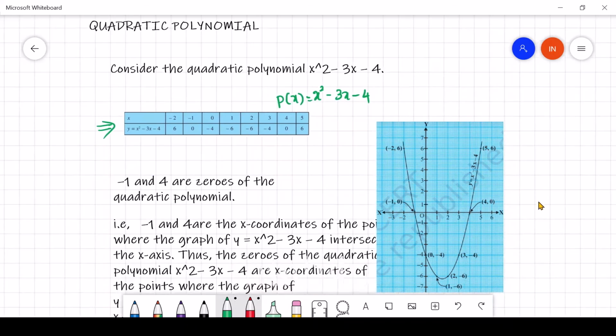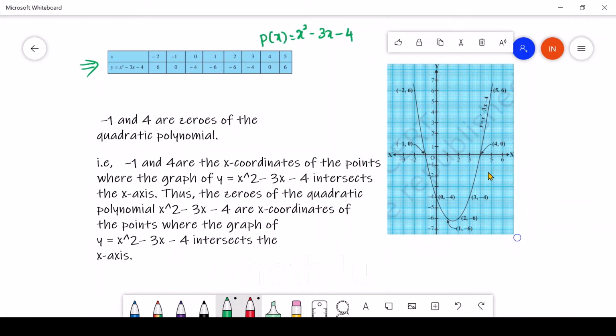Let's see from the graph first. You can see in this graph wherever it meets the x-axis. So after plotting this, you can see that for a quadratic polynomial, you will get a parabola either opening upward or opening downward. In this case, you can see negative 2, 6, we have marked all these points in this graph, and we got a parabola which is opening upward. And the next step is to check where the graph, the parabola, meets the x-axis.